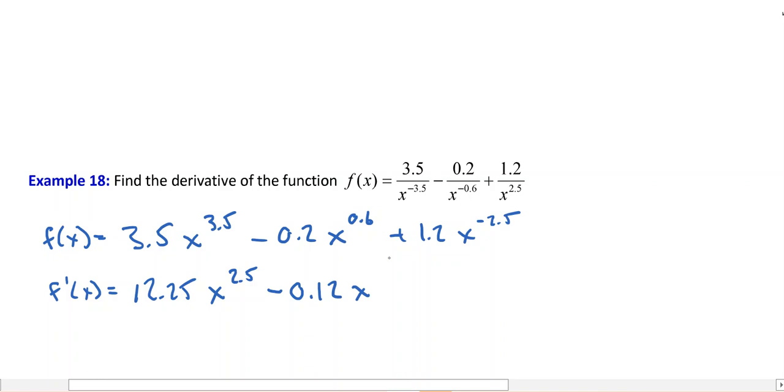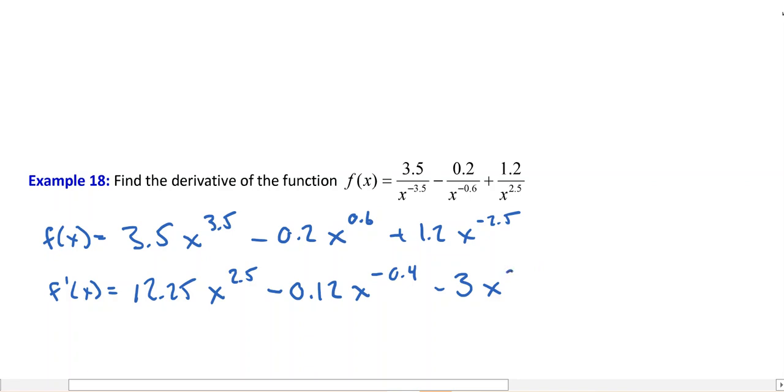And finally, we have 1.2 times negative 2.5, and that's negative 3. And so we have a negative 3x to the 2.5 minus 1, which would be negative 3.5.